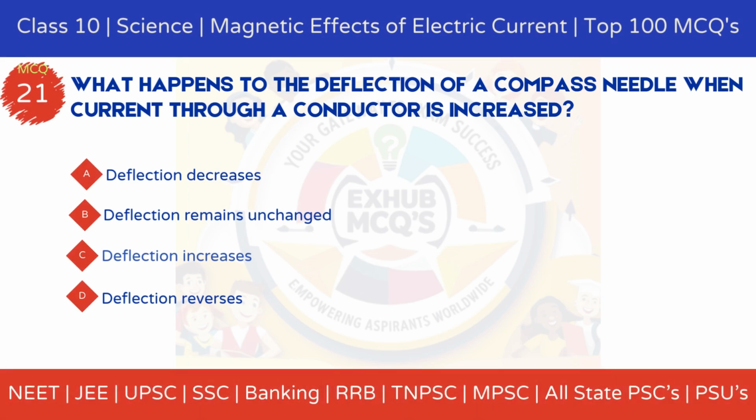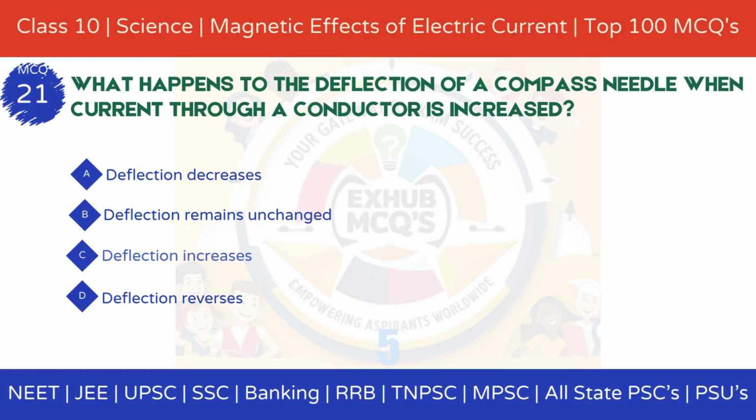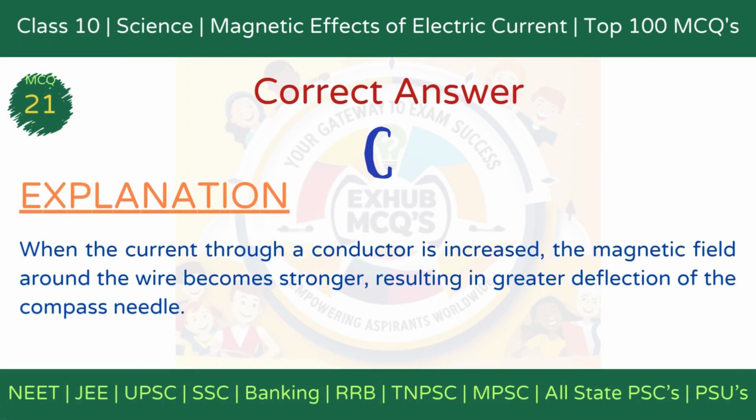MCQ 21. What happens to the magnetic field strength as you move away from a current-carrying wire? Option A, increases. Option B, decreases. Option C, remains constant. Option D, doubles. The correct answer is option B, decreases. Explanation. The magnetic field strength around a current-carrying wire decreases as the distance from the wire increases. This is evident from the wider spacing of the magnetic field lines farther from the wire.